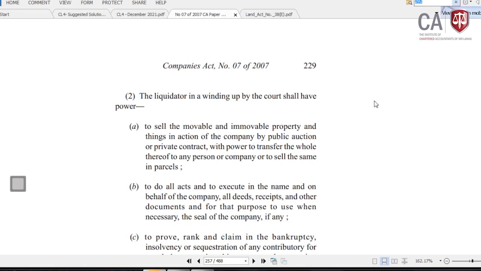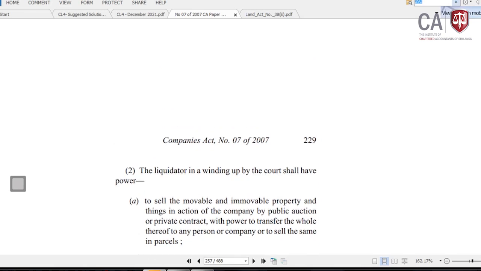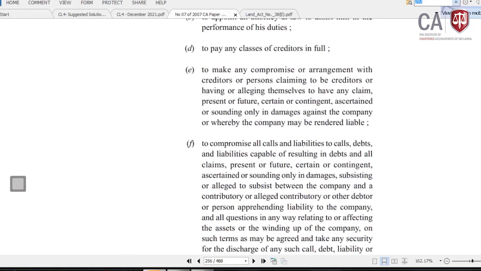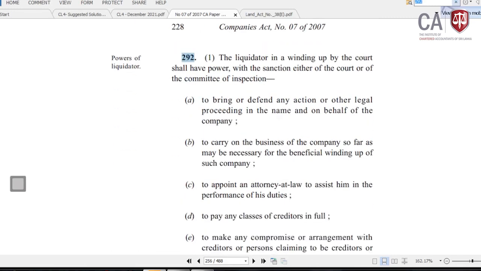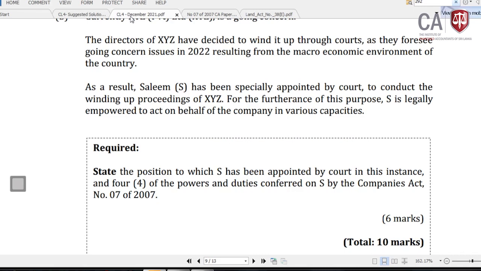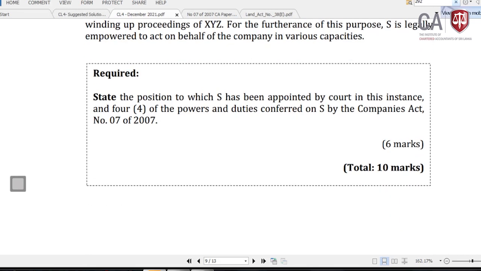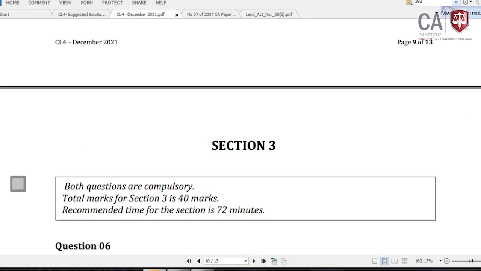So section 1, highlight this section because it's a highly examinable area. For the exam it will be important. Section 292 subsection 1 and subsection 2 explains the powers of a liquidator. In your question, they require you to give only 4 powers. So with that you can secure all 6 marks. Only thing, you should be familiar with the relevant section.